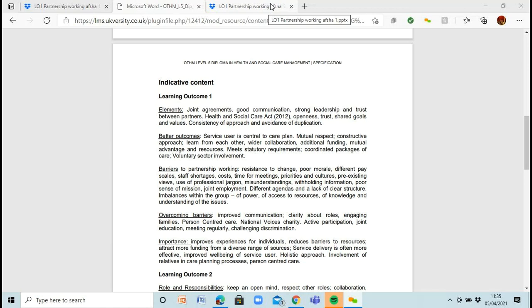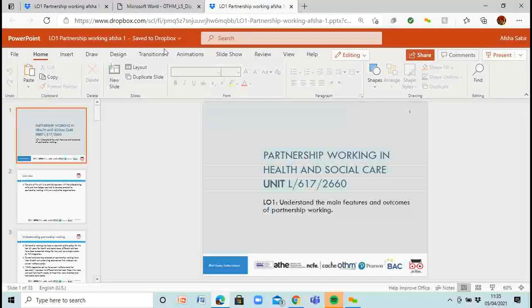Sometimes what happens is we have teamwork, partnership working, within the health and social care sector on level 3 and level 4. So whatever you've done, just see if it applies, use the same information. So if you've got most of it done, that's fantastic. Let's get this onto the slideshow.